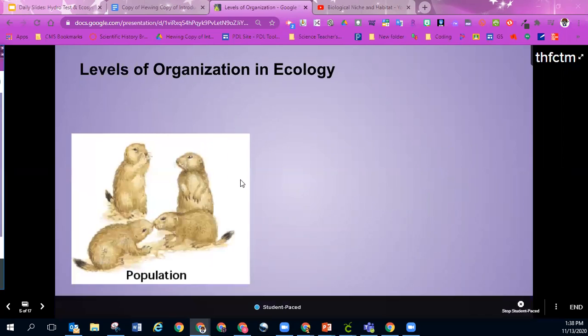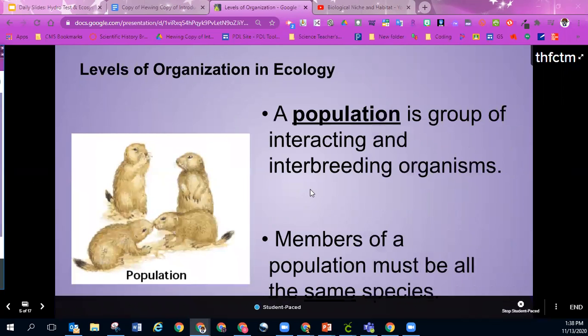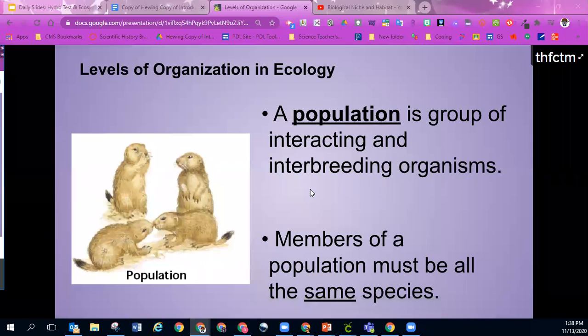Next, we have our population. With populations, these are groups of interacting and interbreeding organisms. They do have to be in the same species to be considered a population. So, if we are talking about animals and how animals further their breeds or their lines, if you have dogs, you can have dogs that breed amongst each other.